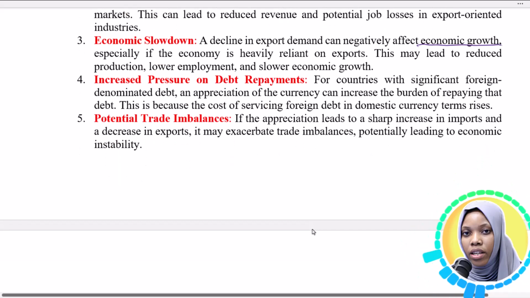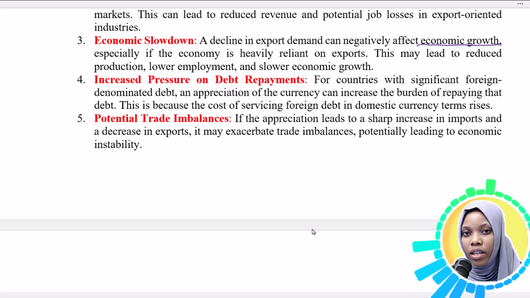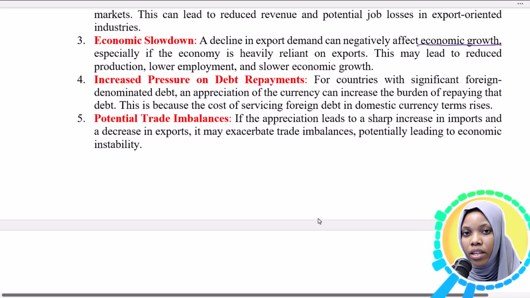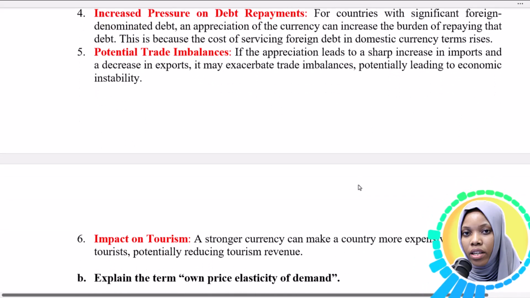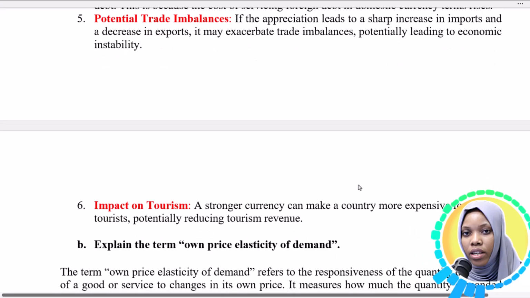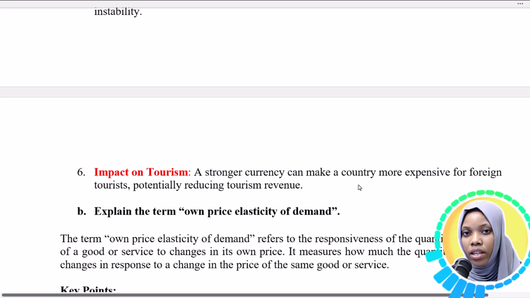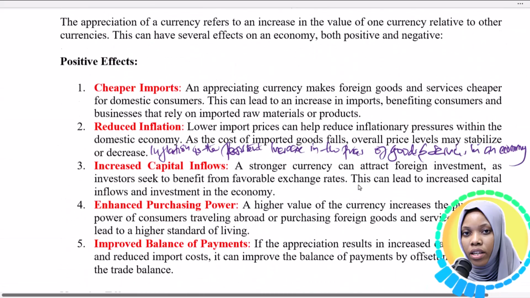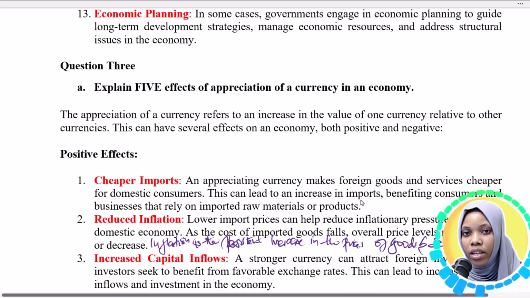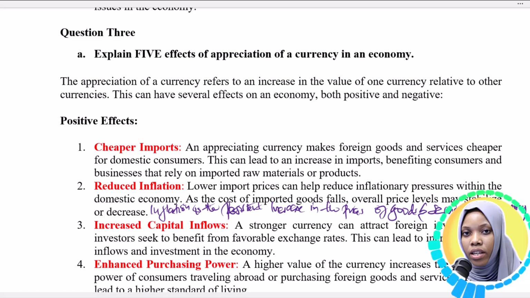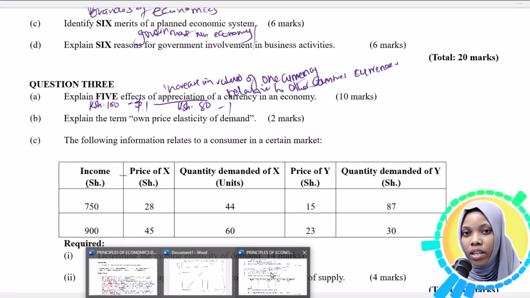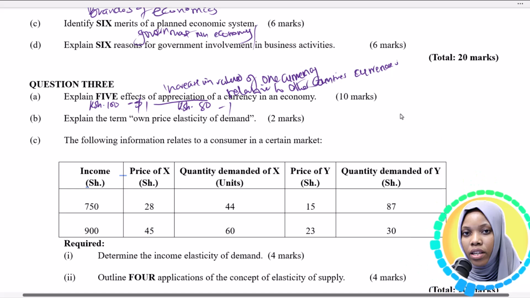And then number 5 is potential trade imbalances. If the appreciation leads to a sharp increase in imports and a decrease in exports, it may lead to trade imbalances, potentially leading to economic instability. And then another effect was an impact on tourism. A stronger currency can make a country more expensive for foreign tourists. Those are the effects of appreciating a country's currency, or improving the value of a currency over that of another country.